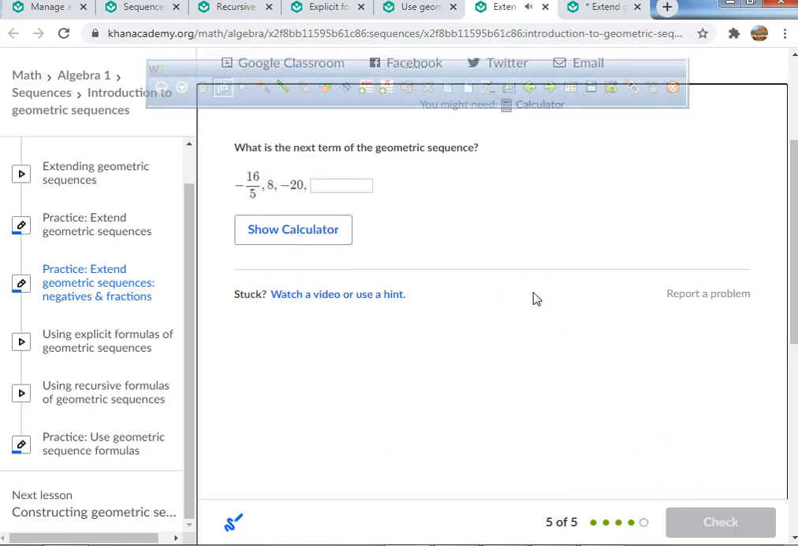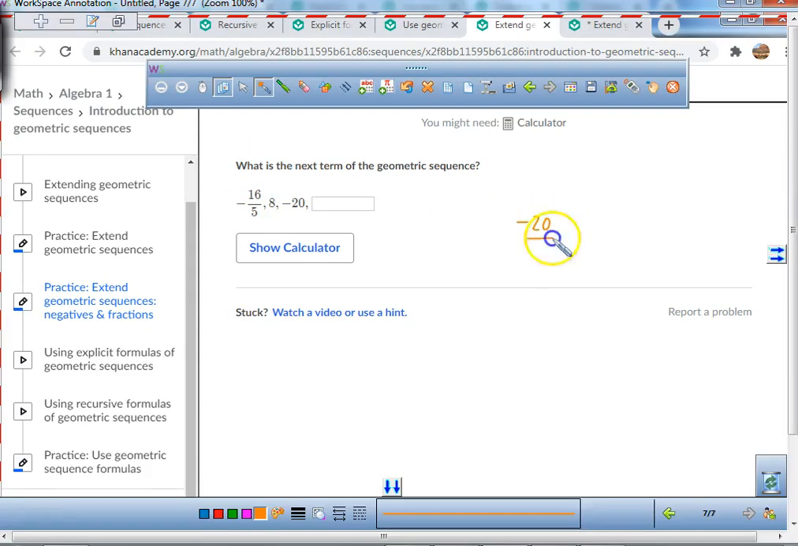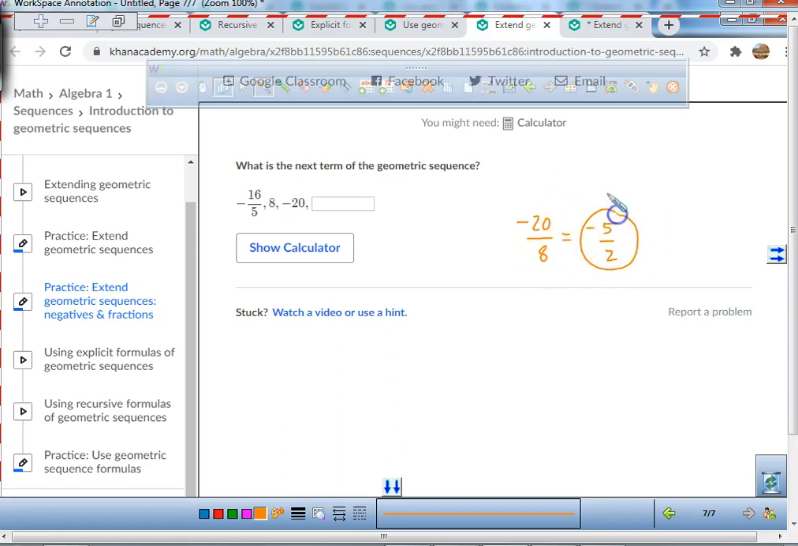All right, let's do one more. Now, you could take 8 and divide it by -16 over 5, but I'm going to make it a little bit easier. I'm going to take -20 and divide it by 8. I'm going to reduce that fraction. So negative, that's divisible by 4, so that's 5, divisible by 4, so that's 2. So our common ratio, our R value in this one is -5 over 2. So I'm going to take -20, and multiply it by -5 over 2. Now, a negative times a negative is a positive. I basically get 100 over 2, which is 50.